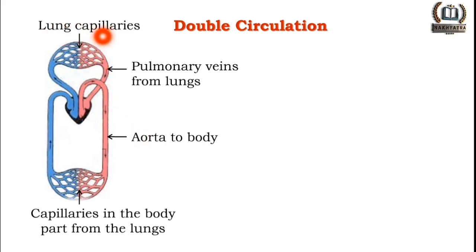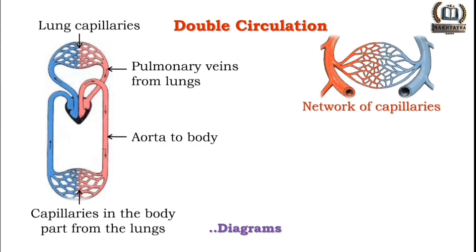Now as you can see here, these are the lung capillaries. This is the pulmonary veins from the lungs. So what blood do the pulmonary veins carry? Yes, it carries the oxygenated blood. This is the aorta. So the aorta sends the oxygenated blood to all the body parts. And these are the capillaries, the network of capillaries in the body parts. So this is the diagram.